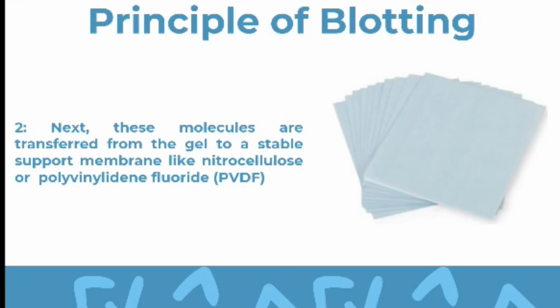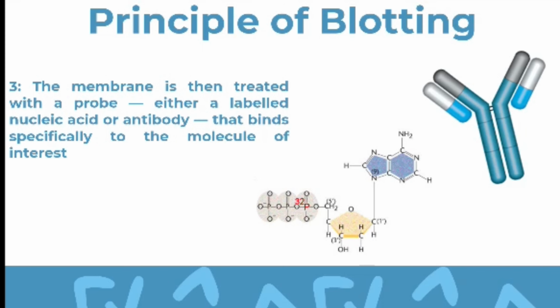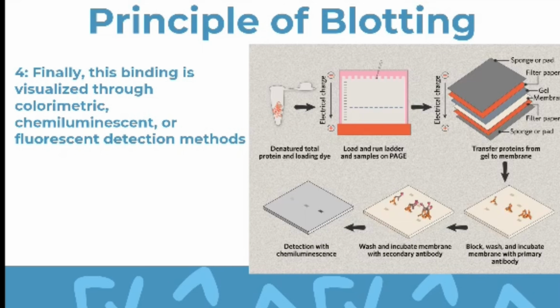In the next step, these molecules on the gel are transferred to a support membrane such as nitrocellulose or PVDF. Now, the membrane that has these molecules transferred on them are then treated with probes, which are either nucleic acids or antibodies, which would then bind to the specific molecules of interest on the membrane. And finally, this binding is visualized through a number of detection methods.